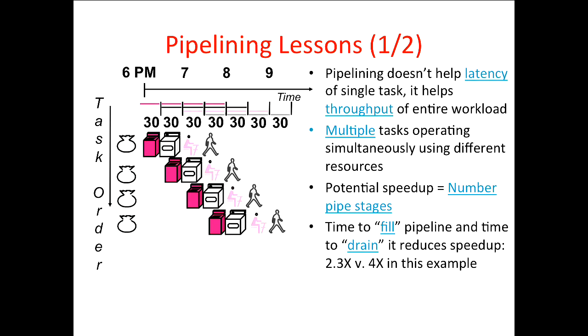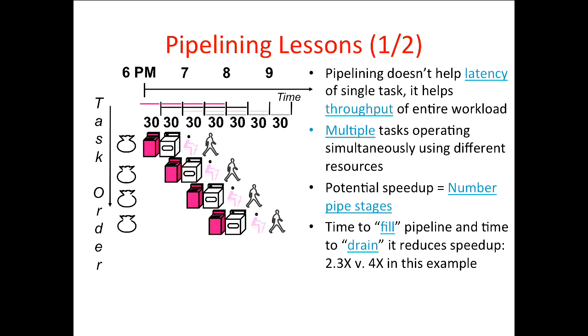Now, some things about this approach: it doesn't help you do any one piece of laundry faster, right? If you've got some cute dress you really want to wear that evening, and you've got to wait for it to go through laundry, pipelining is not going to help you get your dress washed sooner, right? You have to wait for it to go through these stages. So pipelining doesn't help the latency of a single task. Any given load takes just as long as it did before. So latency, the time to finish one thing, hasn't changed.